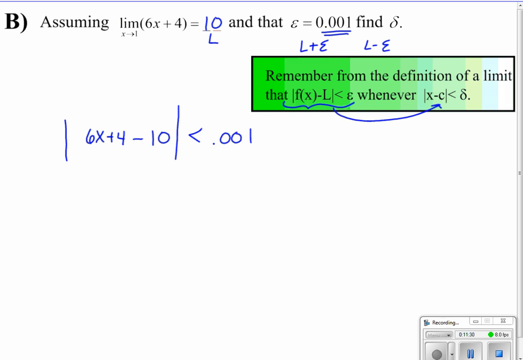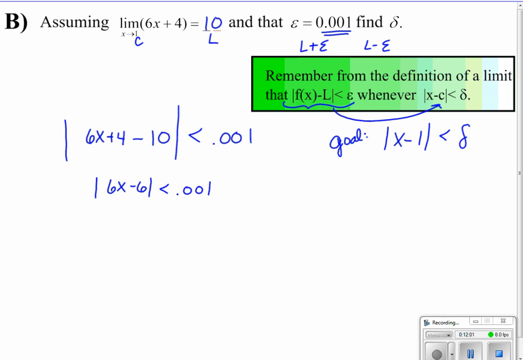Where am I trying to go? My goal that I have in mind is the absolute value of x minus c. X minus, this is my c value of 1, and I want to know what that delta should be chosen as. How close to 1 does x need to be? All right, simplify this side out. Do the work that we can possibly accomplish here. A little bit of algebraic manipulation.